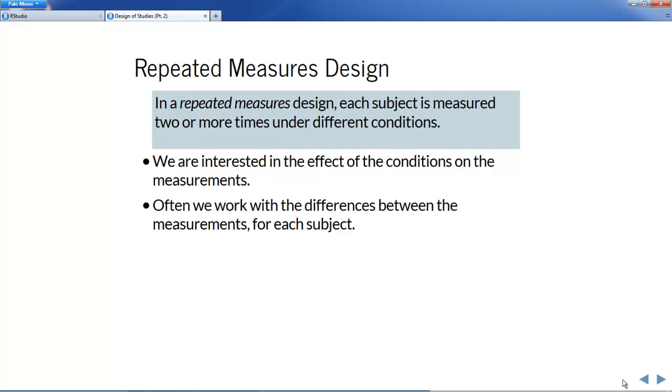Now, repeated measures design is similar to a matched pairs design in the sense that there'll be pairs of measurements and we'll be interested in a difference. However, in a repeated measures design, each subject is actually measured twice under different conditions. We'll be interested in the effect of those conditions on the measurements. And again, we'll be interested in the difference between the measurements.